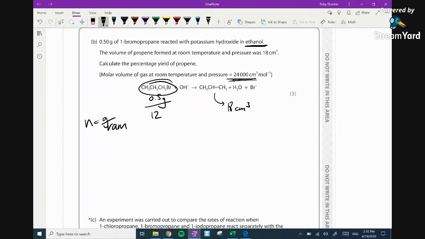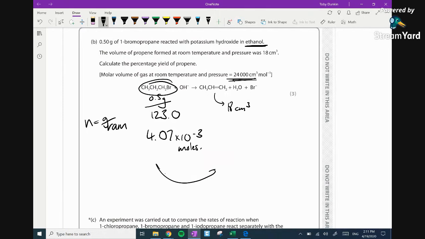123, I believe. 123.0. I would have lost a mark because at A level, everything comes to 1 decimal place. We know this. Just going to quickly check that. 12 times 3 plus 7 plus 80. There you go, 123. I like it. So we now get 0.50 divided by 123.0, and I get a number of moles of 4.07 times 10 to the minus 3. If you put 0.6, then you're going to lose it. And that's moles of 1-bromopropane.